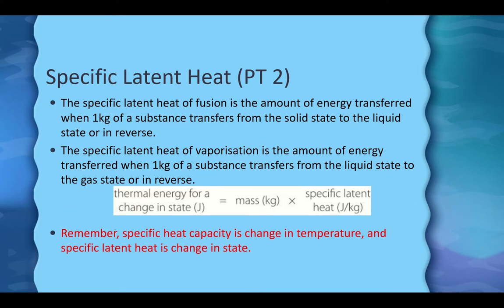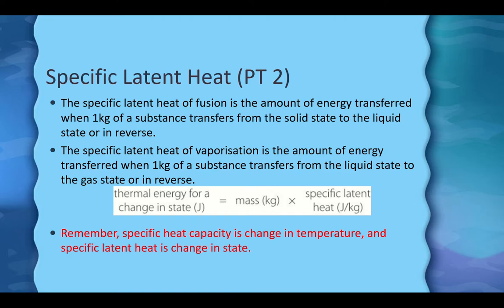So specific latent heat of fusion is the amount of energy transferred when 1 kilogram of a substance goes between solid and liquid. It doesn't matter which way, as it should be the same, except one will be energy being released and one will be energy taken in. And then specific latent heat of vaporization is the same, except it's between liquid and gas. And the formula, pretty obvious. The amount of energy for this change in state is the mass times the specific latent heat.